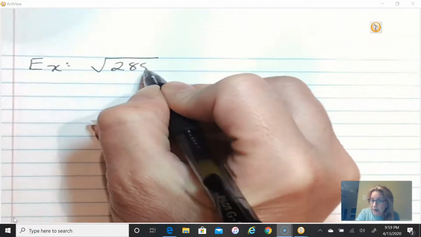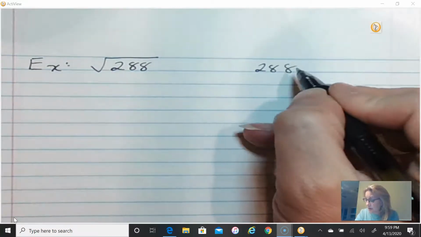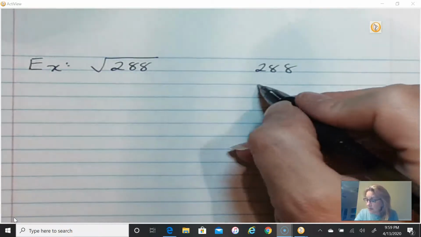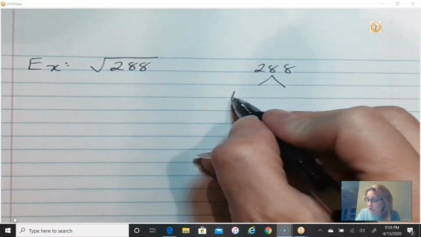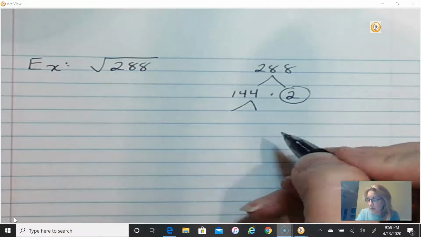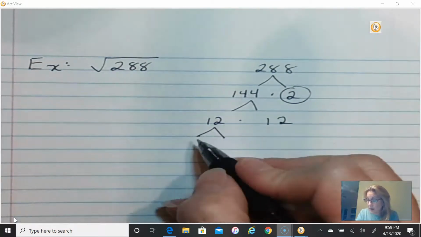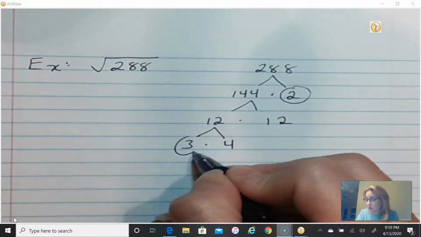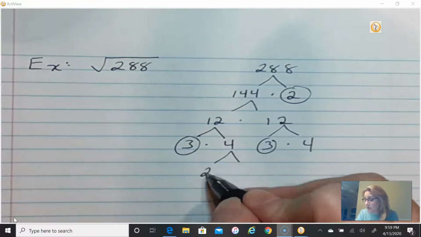All right, 288. Y'all can try pausing it, seeing if you get the right answer. This one's going to be weird, though, just a warning. So let's do the factor tree. I've already worked this out with my class last year, so I'm going to choose 144 times 2. 2 is prime. 12 times 12. 3 times 4. Circle your primes. And then I have 2 times 2.